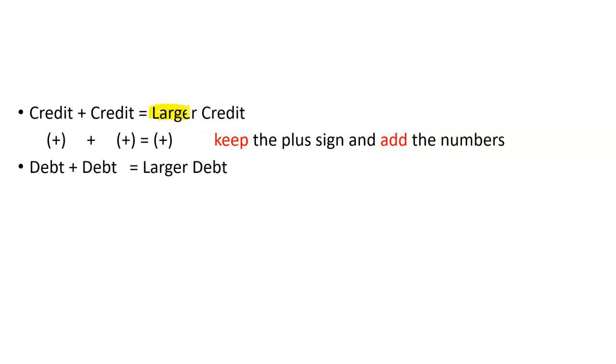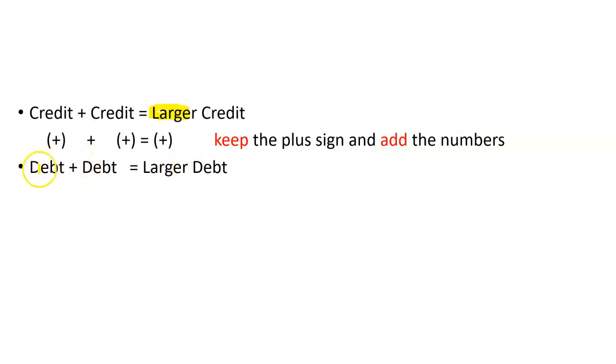All right, now next we look at debt plus debt. So if you overdrafted your bank account $3 at one bank and $5 at another bank, together you overdrafted 3 plus 5, which is $8. So when you have two debts, you can think of it as owing somebody money. If you owe one person $3, and owe another person $5, together you owe more. So that's why the answer is a larger debt.